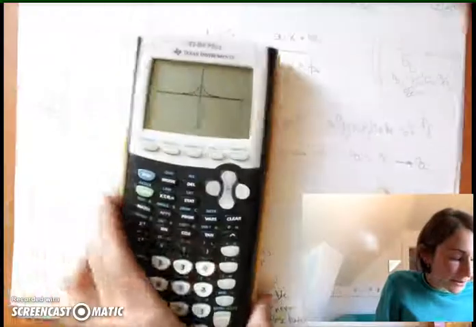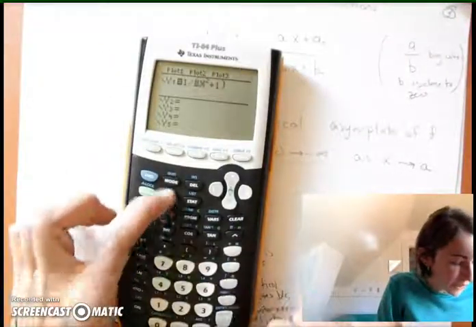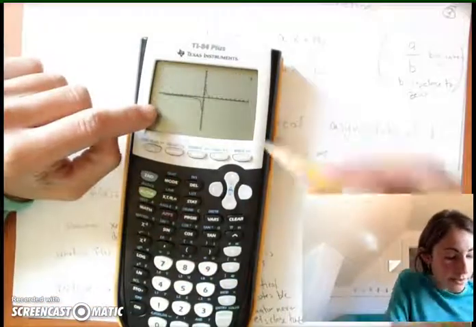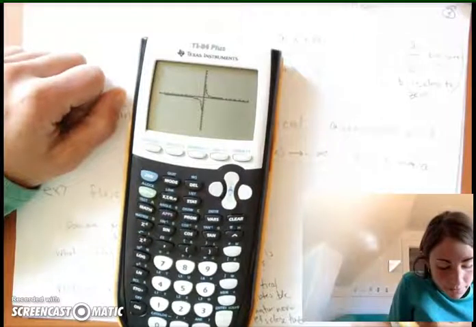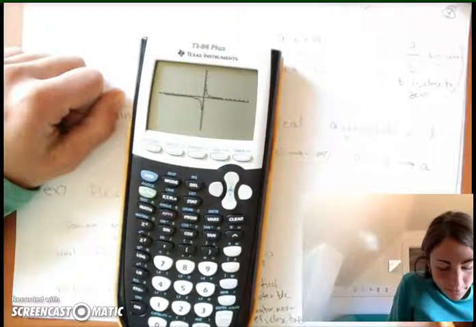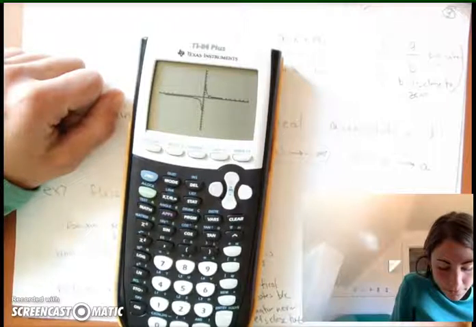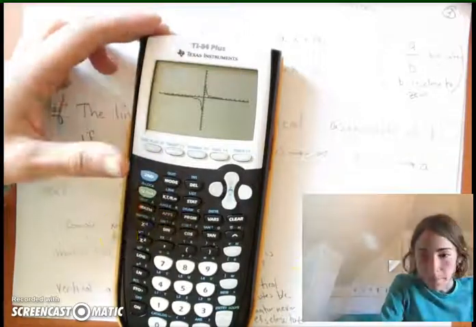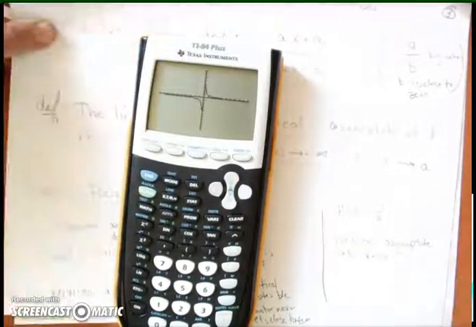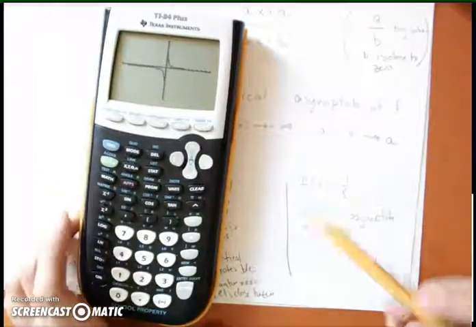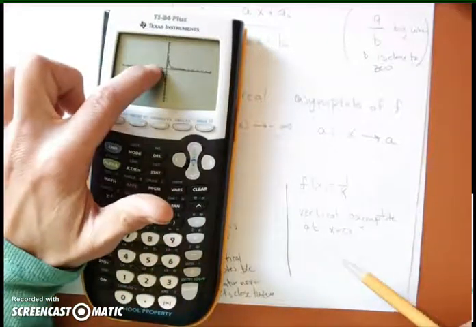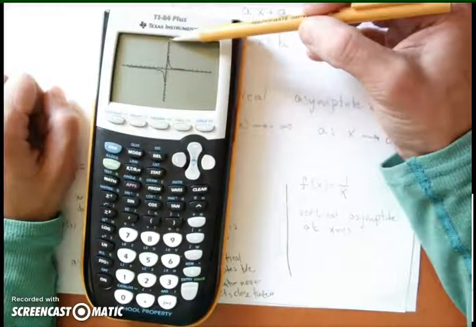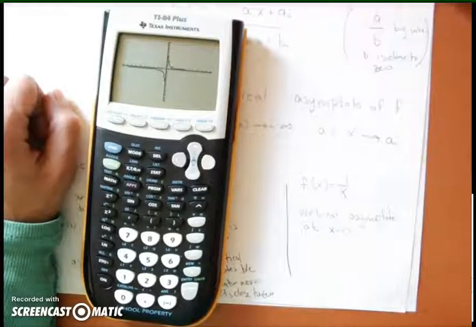In this last example, you've seen this one before, 1 over x. That's our parent function. And we have a vertical asymptote at x equals 0, because as the x values get closer and closer to 0, we're dividing by very small numbers. f of x is either getting very large in the positive direction or very small in the negative.